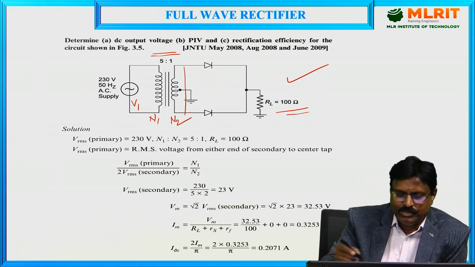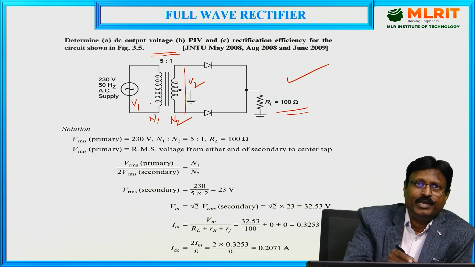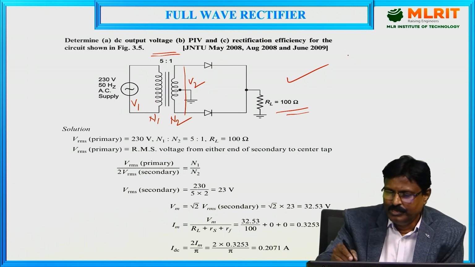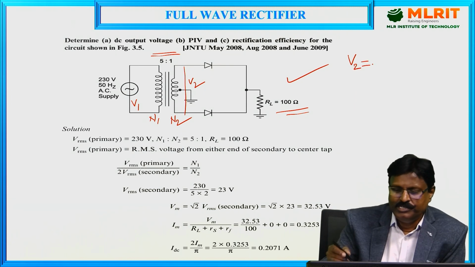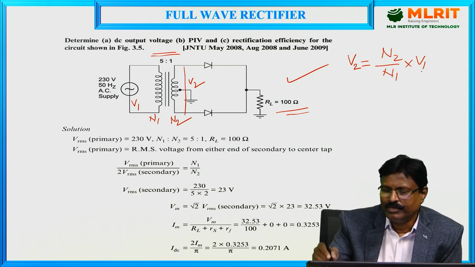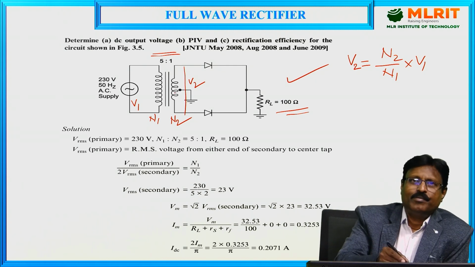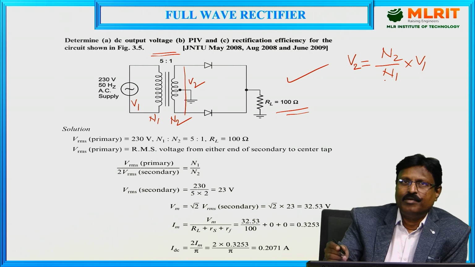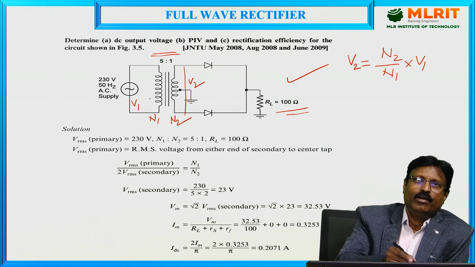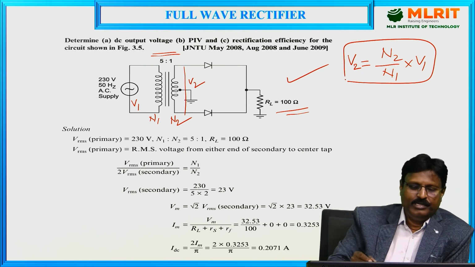So what is the value of V2 here? V1 is the input voltage provided to the primary of the transformer, and V2 is the output voltage. If you go back to the basics, we can write this equation: V2 is equal to N2 by N1 into V1. That is the formula. N2 is the number of turns of the secondary of the transformer and N1 is the number of turns of the primary winding. We need to make use of this formula in this particular problem.